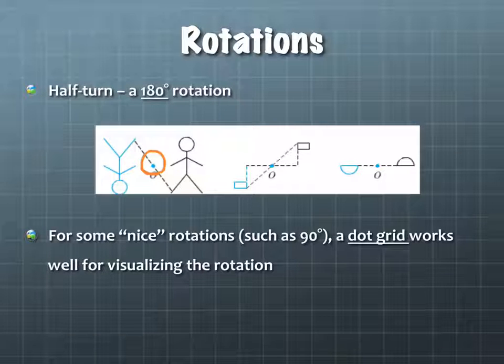The same thing's true of the next one, what appears to be a flagpole. The point of rotation is actually right here in the middle, which is not on the flagpole. And over here, the semicircle, the point of rotation is not on the semicircle. So does it have to be that way? Well, no. The point of rotation could be on the object itself, but it doesn't have to be. For some nice rotations, such as 90-degree rotation, a dot grid works really well for visualizing the rotation. And unfortunately, there are cases where it's just hard to visualize the rotation, okay?